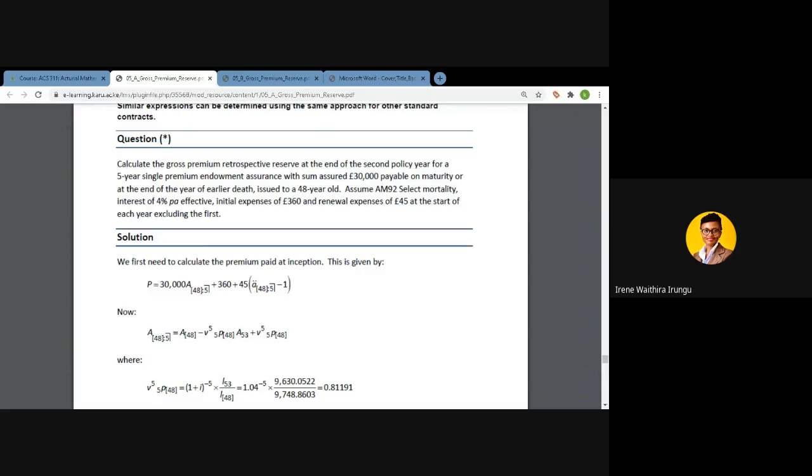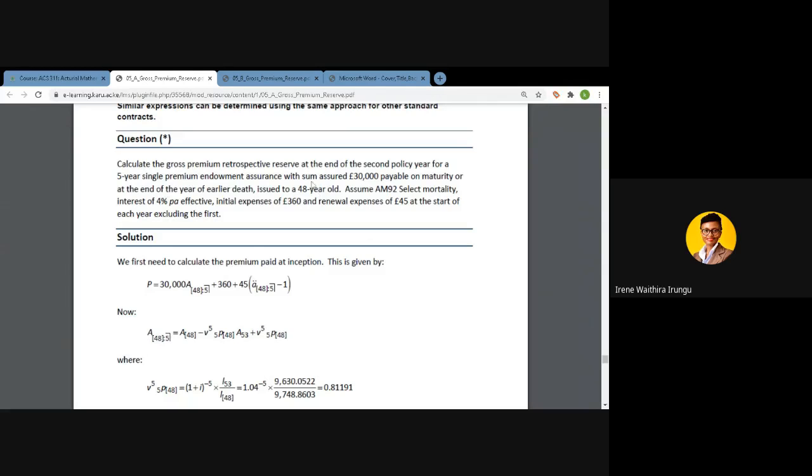So in determining our premium, we equate the expected present value of the premiums to the expected present value of the benefits plus the EPV of the expenses. So that is simply what we're evaluating here. And we have said that the EPV for the premiums will be equal to P because it's a single premium endowment assurance. And that's the present value of that amount as at the inception. So we equate that to the EPV of the benefits.